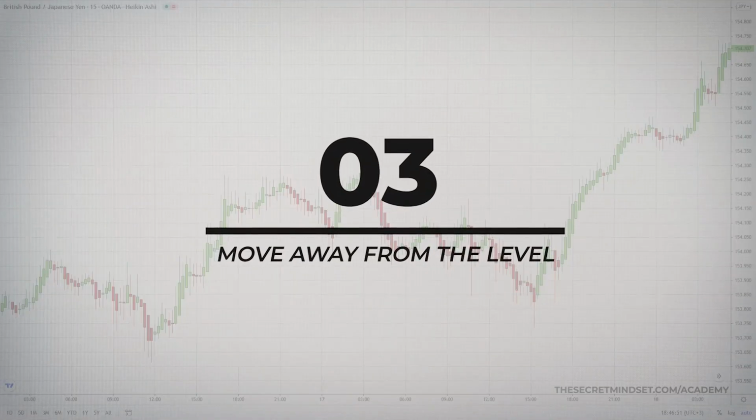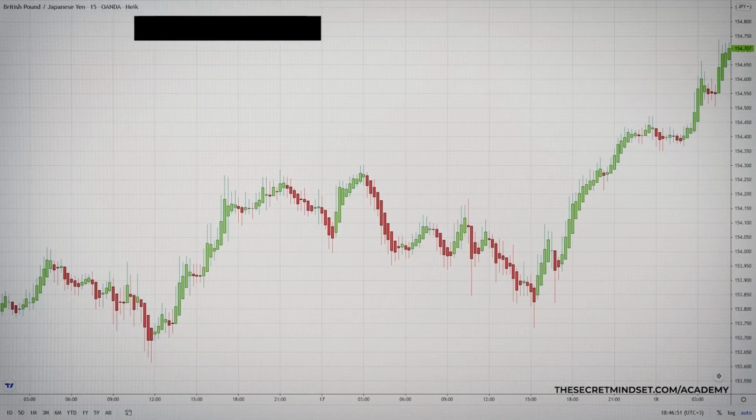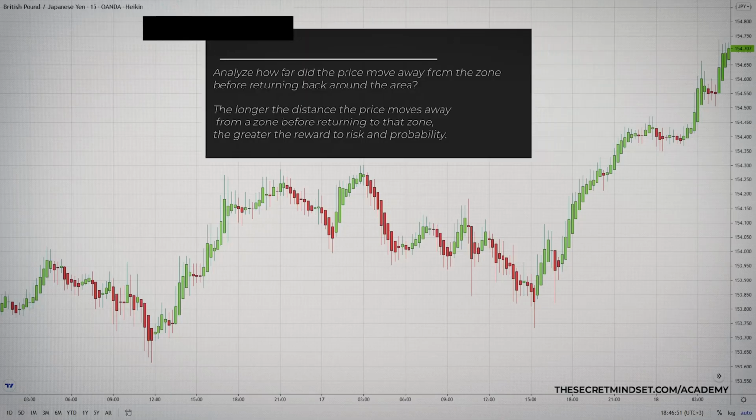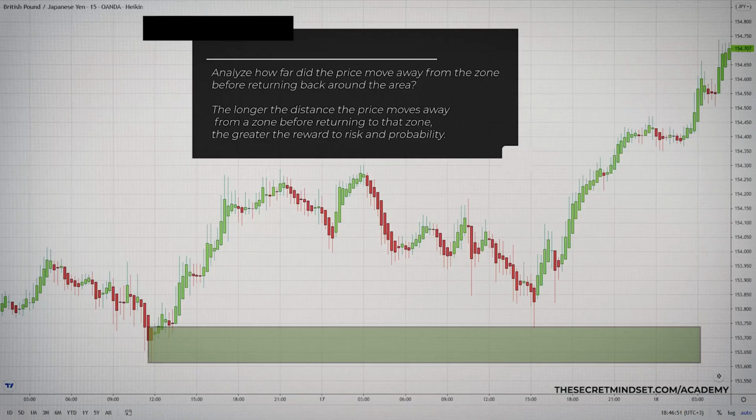Number 3. The move away from the supply and demand level. Here, you analyze how far did the price move away from the zone before returning back around the area. The longer the distance the price moves away from the zone before returning to that zone, the greater the reward to risk and the probability.